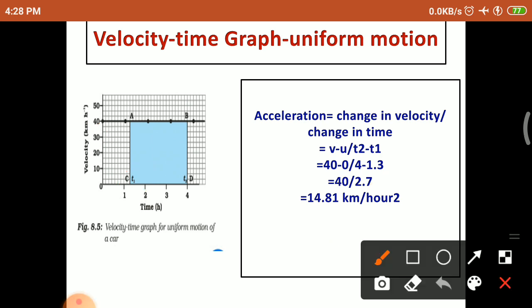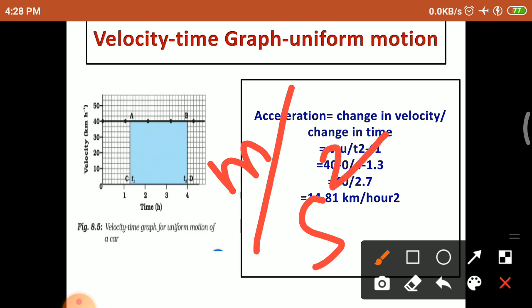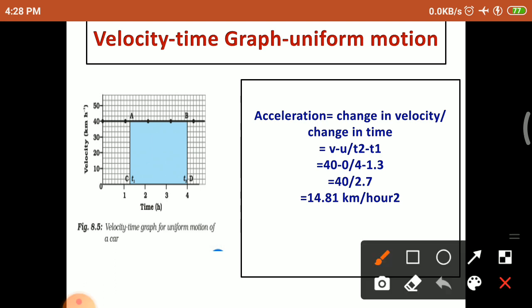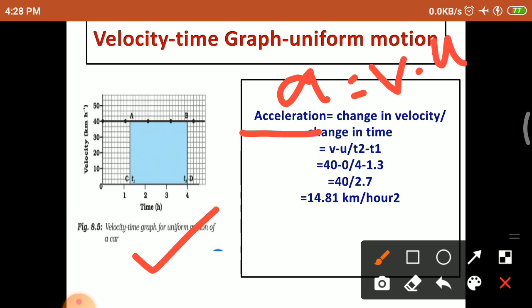The unit of acceleration, we know, is meter per second squared. The SI unit of acceleration is meter per second squared. But instead of meter they have given kilometer here. Instead of second they have given hour here. So we can write the acceleration equal to kilometer per hour squared. So from this velocity time graph, we can calculate the value of acceleration. a equals (v minus u) by t.